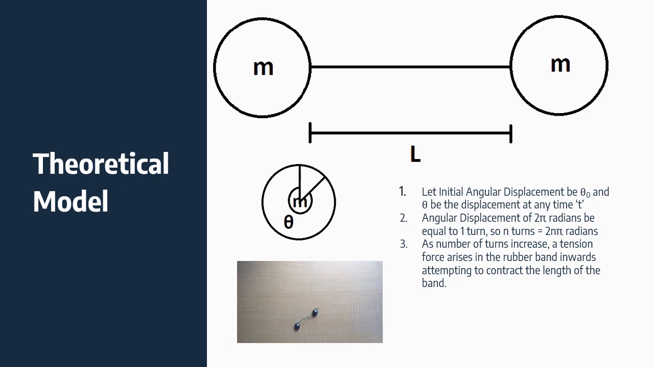So we can make a very nice relation between the number of turns in the band and the initial angular displacement. n turns will be equal to 2nπ radians, and as the number of turns increases, a tension force arises in the rubber band inwards, attempting to contract the length of the rubber band. And if we hold the band when we twist it, we can feel a tension force attempting to contract the length of the band. There's also a video demonstration visible which shows the phenomenon in action.